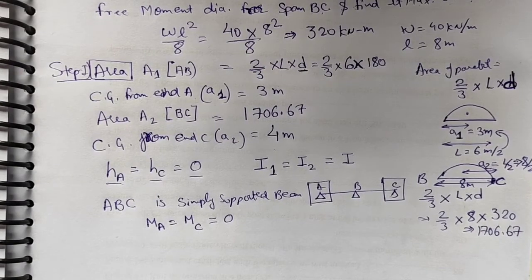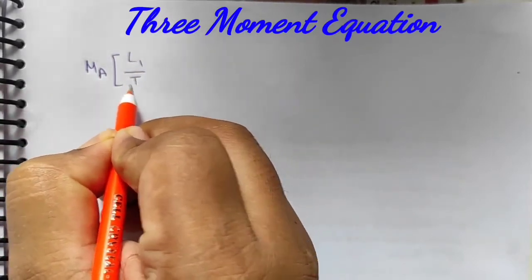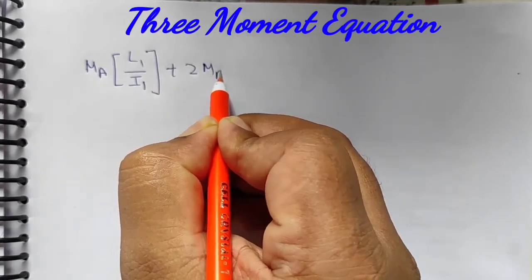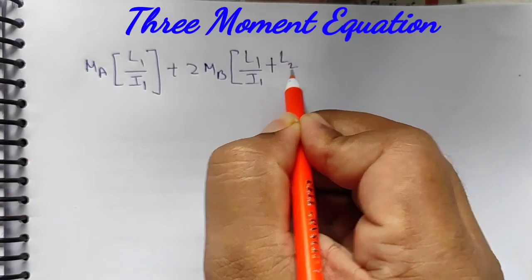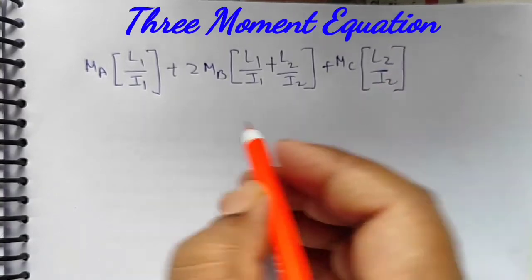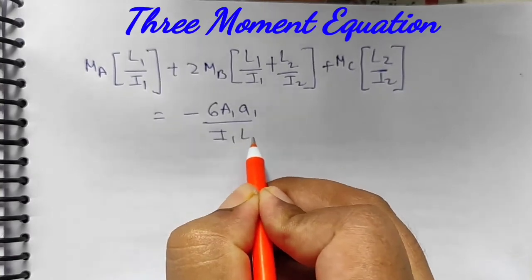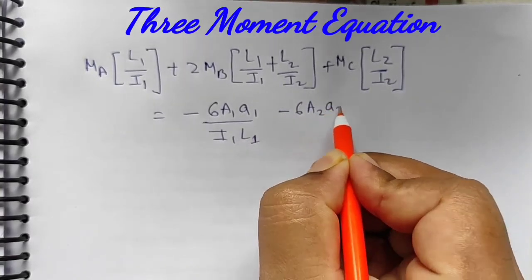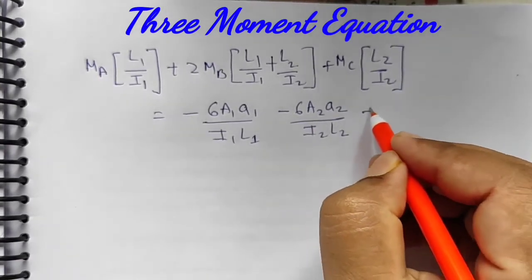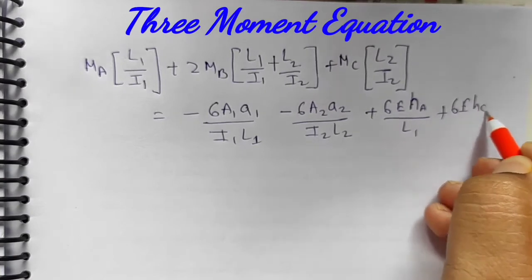Now I will directly put all the values I have evaluated in the 3 moment equation. So now I'll write the 3 moment equation. As we have already found, the equation of 3 moment is MA L1 upon I1 plus 2 MB (L1 upon I1 plus L2 upon I2) plus MC L2 upon I2 is equal to minus 6 A1 small a1 upon I1 L1 minus 6 A2 small a2 upon I2 L2 plus 6 EHA upon L1 plus 6 EHC upon L2.